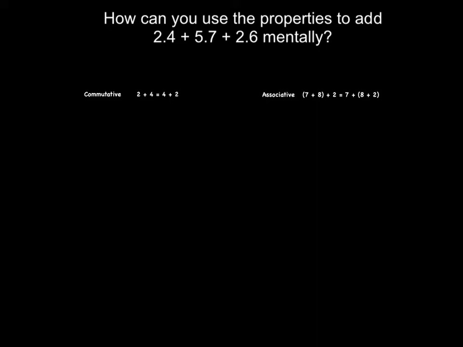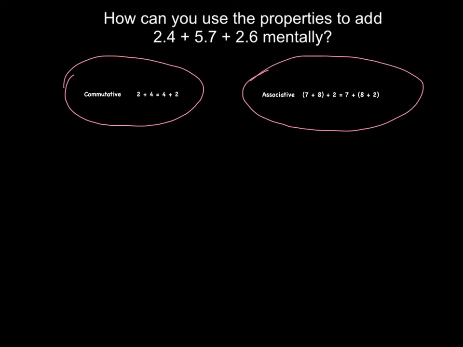Remember, commutative just means when I'm adding numbers, I can add them in any order I want. I can move them around to make it easier. And associative means that I can group them any way I want to add to make it easier to add. And when we talk about easier, a lot of times we're talking about, if I group them, can I get to a tens base number?